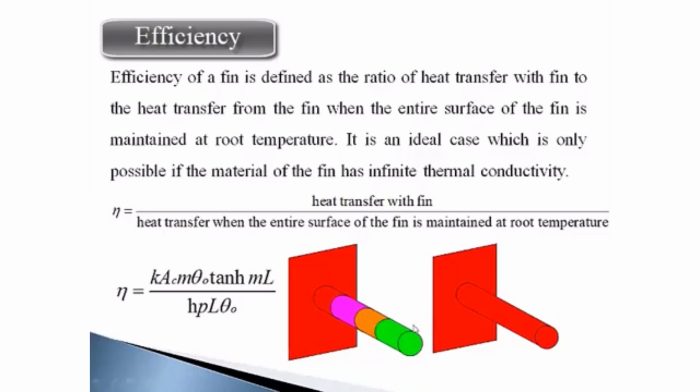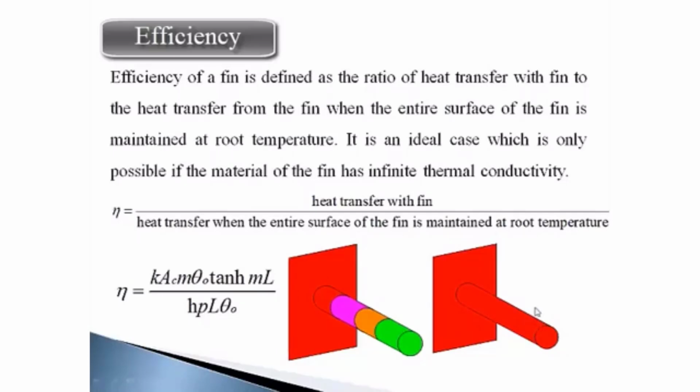Even if you remove this green part, the heat transfer through the fin will not decrease much. So let us consider another case where the temperature of the fin you are able to maintain the same throughout as the base temperature. The temperature is not dropping. A theoretical case where the temperature is not dropping at all from the base temperature, suppose it's 200, even the fin end is at 200. In that case, there is no temperature variation along the length.